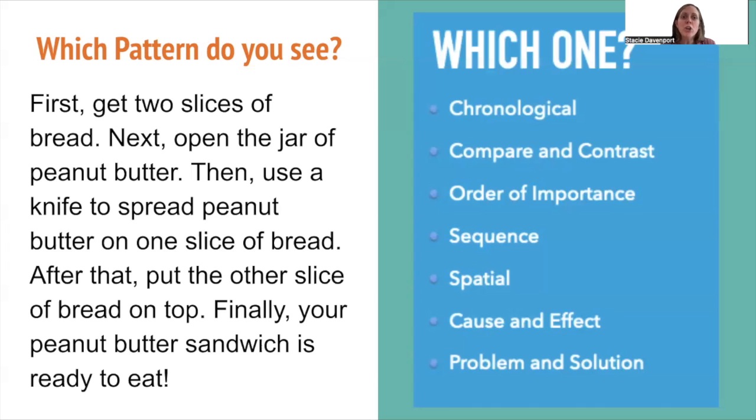This is first, get 2 slices of bread. Next, open the jar. So you would have your students circle first and circle next and circle then. And I just have her go through the list every time and be like, is it chronological? No, I don't see any dates. Is it comparing and contrasting two things? No. Is it order of importance? No. Is it? And so then you're going through and you're like, oh, it's sequence. And you clearly see those things marked. And so then that helps.